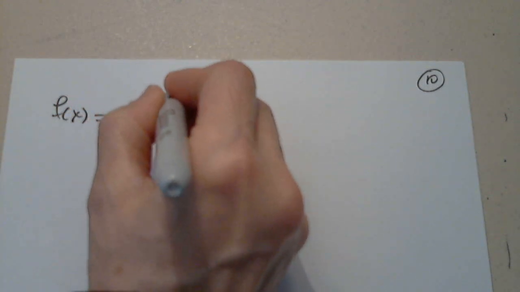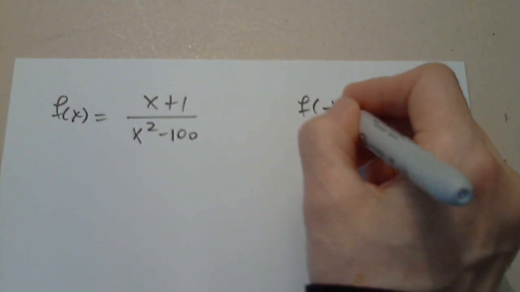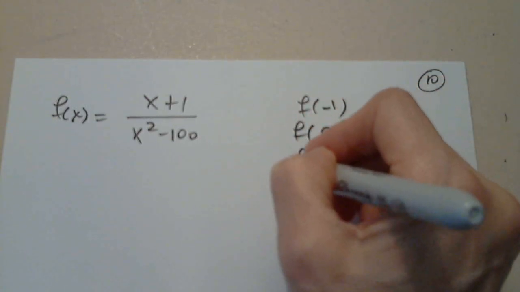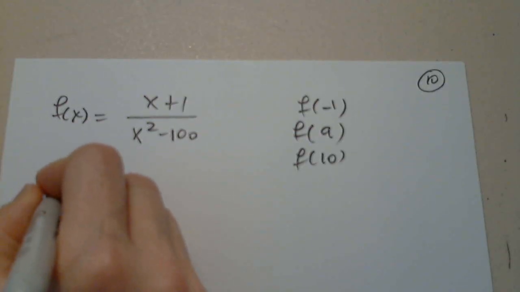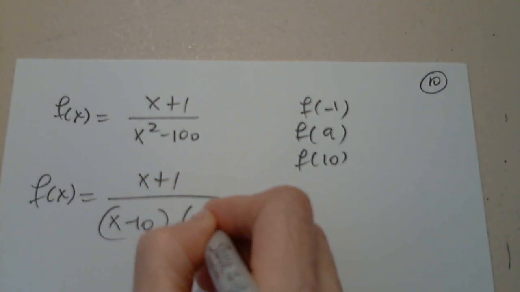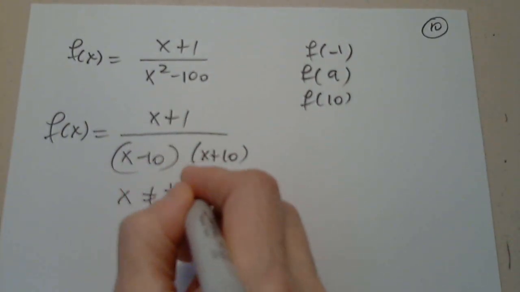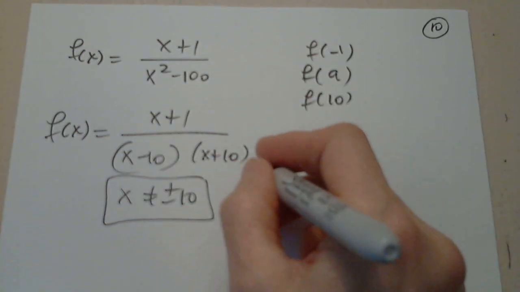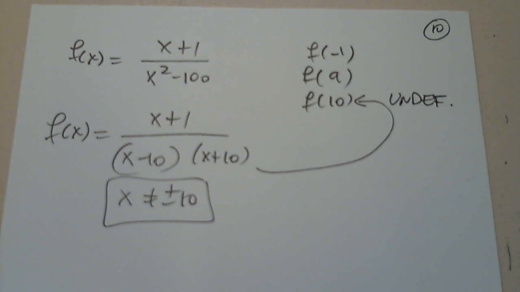...of x equals x plus 1 over x squared minus 100, and they want us to find f of negative 1, f of 9, and f of 10. So if you give me this problem, the first thing I do is factor the denominator into x minus 10 and x plus 10. And in my own notes, I would write x cannot be plus or minus 10. So when you ask me this, I will say undefined. And I'm done with that.